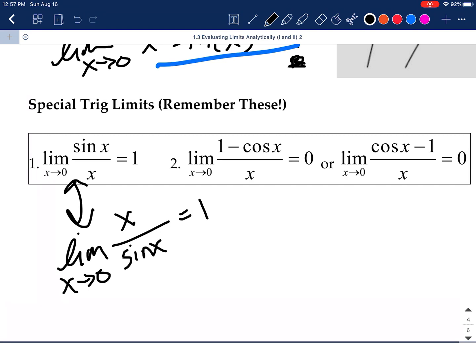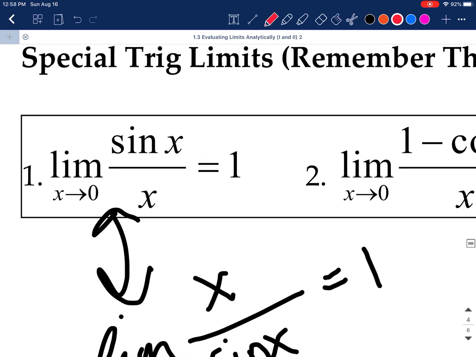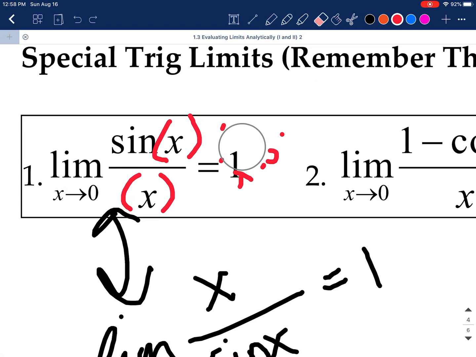And the key for this, and you'll see this with the proof as well, is that what matters is those two things are matching. So you're going to get something like sine 5x over 5x as x goes to 0, right? If you have a limit of that, that's also 1. So as long as the angular argument matches the variable quantity here, it will always equal 1.